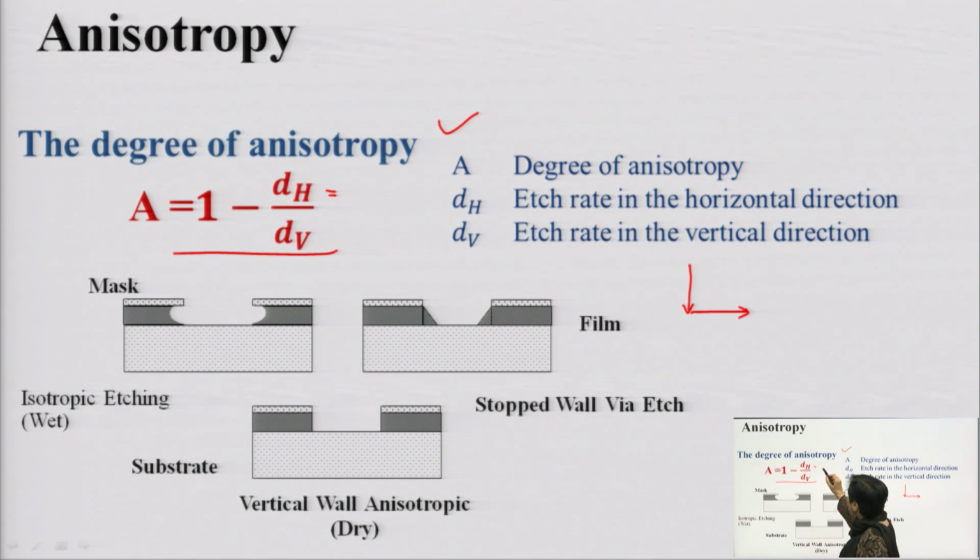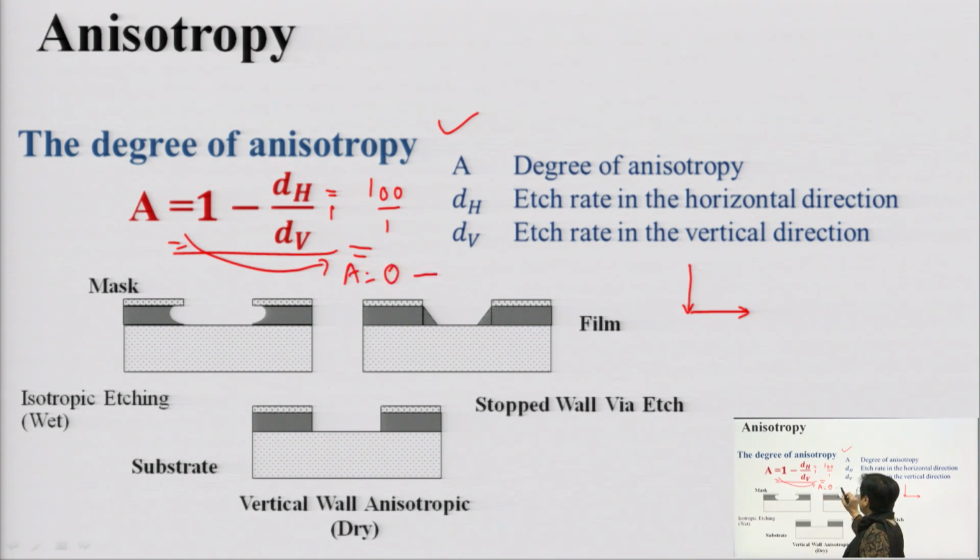Now, please understand, if my vertical etching ability is very high, suppose this is 100 and this is only 1, then my etching will be anisotropic, with a high degree of anisotropy. If both vertical and horizontal are 1, then the degree of anisotropy will be 0. I call it isotropic. Please remember that. Now, this is basically isotropic etching.